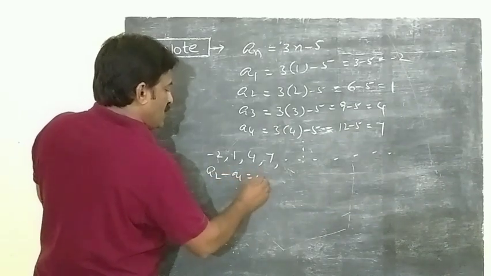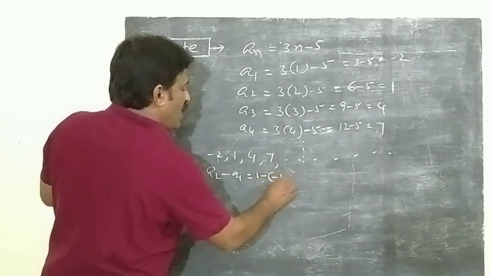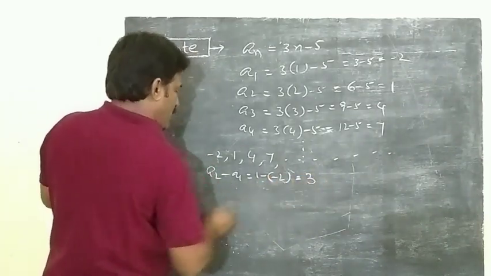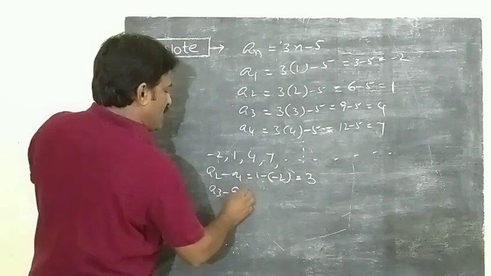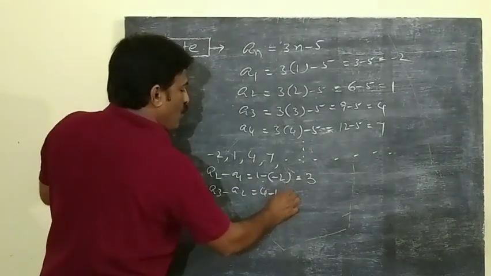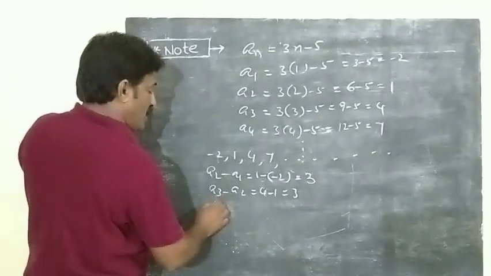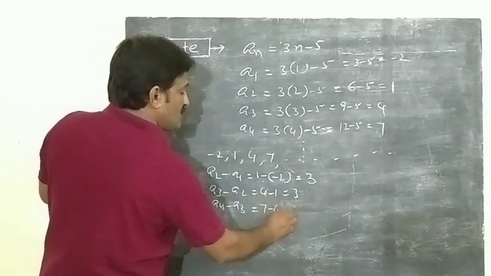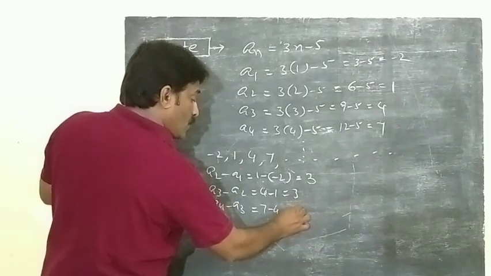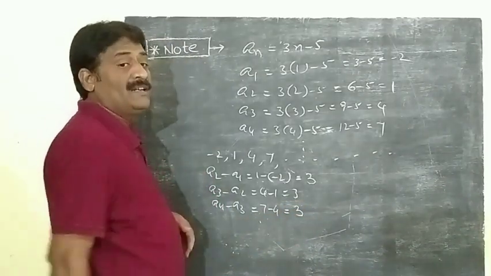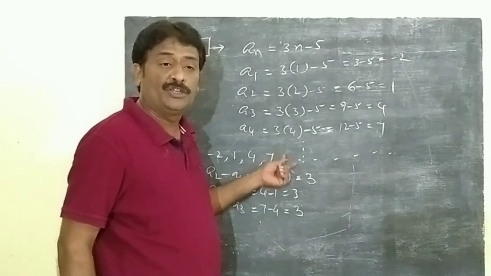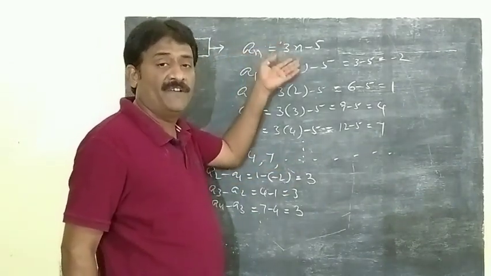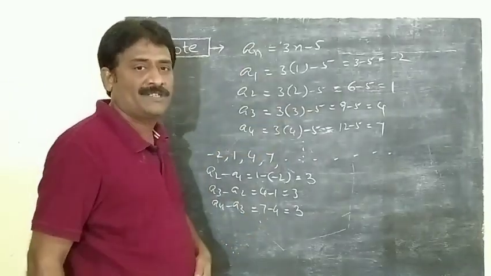A2 minus A1 is equal to 1 minus of minus 2, simplify this, then we get 3. A3 minus A2 is equal to 4 minus 1 is equal to 3. A4 minus A3 is equal to 7 minus 4 is equal to 3. Then the common difference is 3 when the nth term of the arithmetic progression is given. Actually, this is the process.